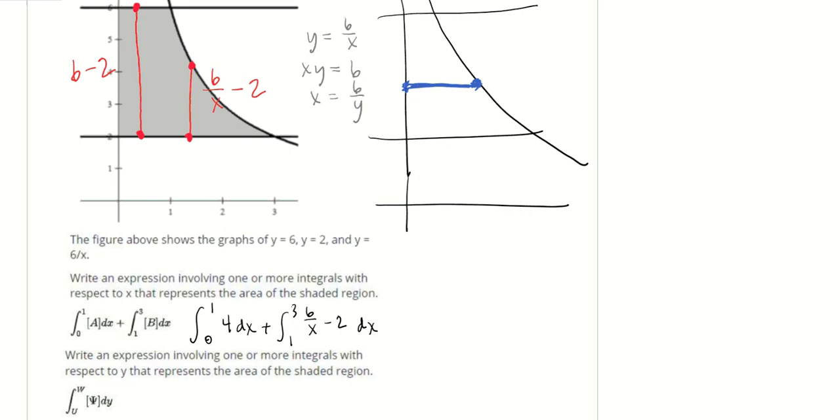So on the right, I have x equals 6 divided by y, and on the left, I have the y-axis, which is the set of all points where x is equal to 0. So if I'm going to integrate with respect to y, I'm going to be integrating 6 over y minus 0 with respect to y, as y goes from 2 up to 6.